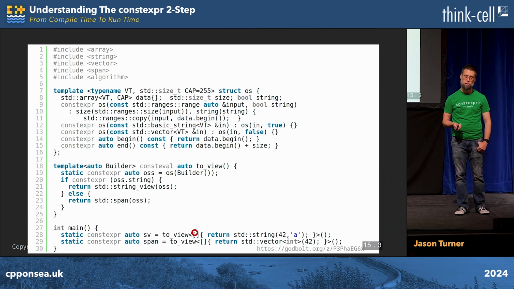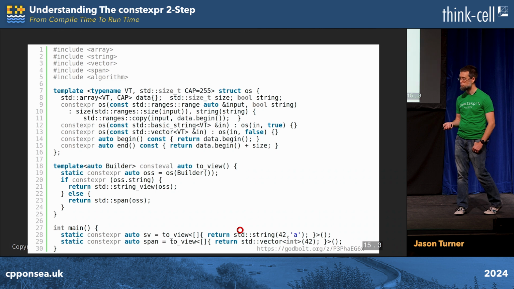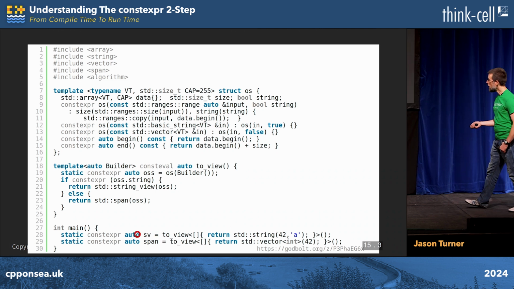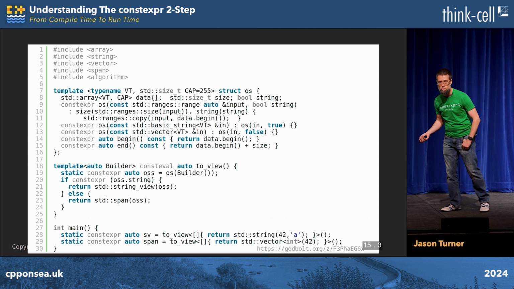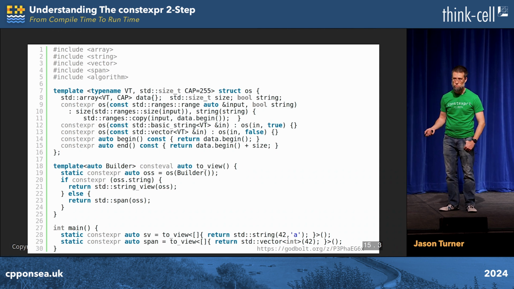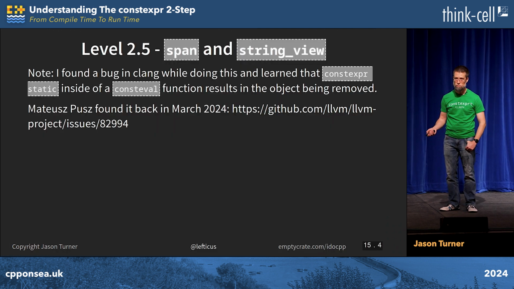All the features come together. So now on line 28, I can call this thing with a function that returns a string, and I'm going to get back a string view. On line 29, I can call it with a function that returns a vector, and I get back a span. Questions?